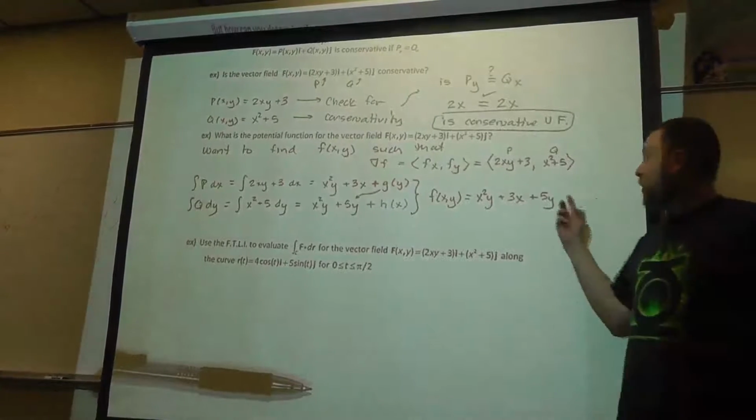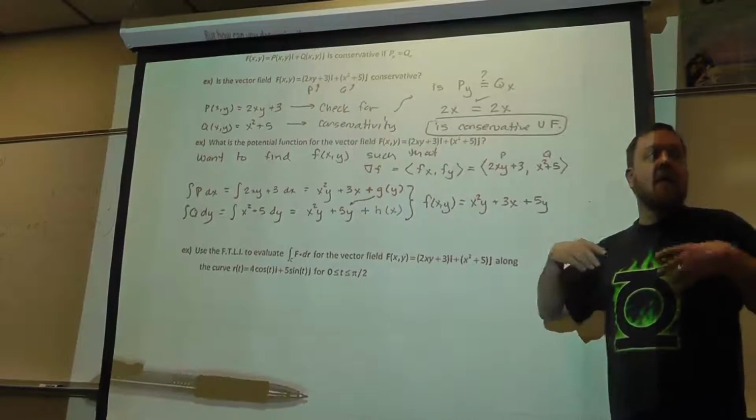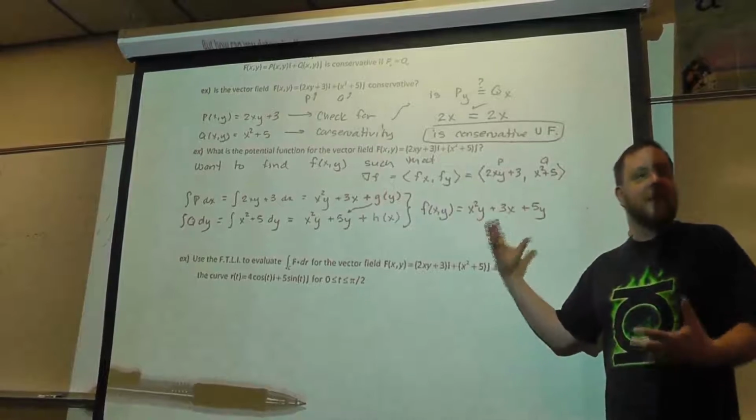Now here's the other kicker. There could have been a plus 10 or a minus 3 or a plus pi or something like that. That doesn't matter. It's okay, as long as you have all the variable representation here, that's the main thing.